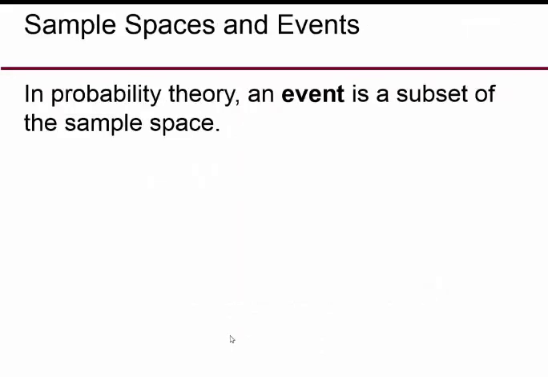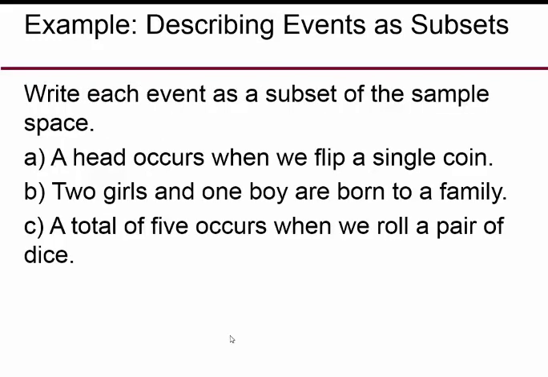Now, in probability theory, an event is simply a subset of the sample space. So we're going to write each event as a subset of the sample space. A head occurs when we flip a single coin. 2 girls and 1 boy are born to a family. A total of 5 occurs when we roll a pair of dice.